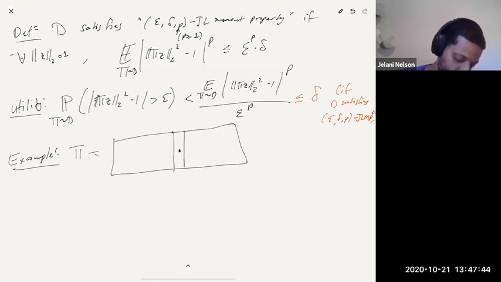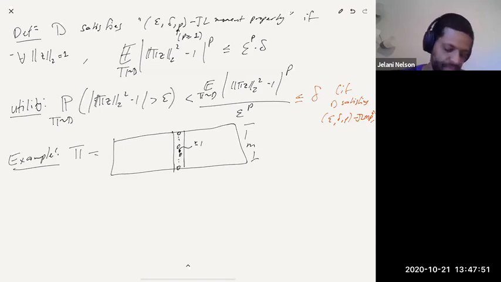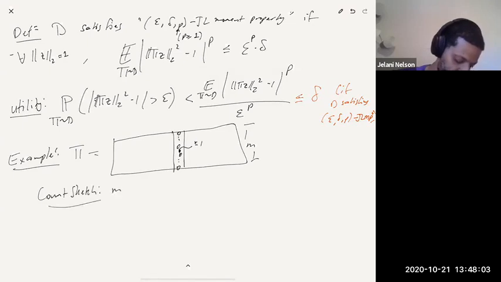Each column has exactly one non-zero entry, which is plus or minus one, and the rest of the column is zero. Let's say m is the number of rows. This has the epsilon-delta JL moment property, so count sketch, where m is at least some constant times 1 over epsilon squared delta, and p is 2.